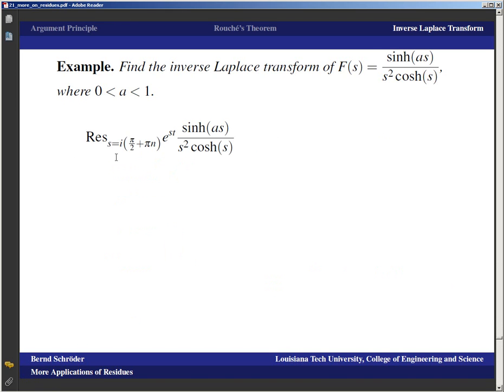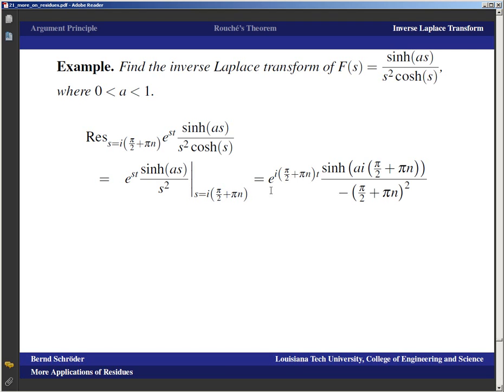So the residue at s equals i pi over 2 plus pi n of this thing would be the value of, again, we just toss out the part that makes the number a singularity, and because these are simple poles, we just have to evaluate what remains at s equals i pi over 2 plus pi n, so we just stick those numbers in. We get e^{i(pi over 2 plus pi n)t} times sinh of a i(pi over 2 plus pi n) divided by negative (pi over 2 plus pi n) quantity squared. The negative is the i squared. Okay, then we simplify that somehow. Well, let me just see what I was doing there.